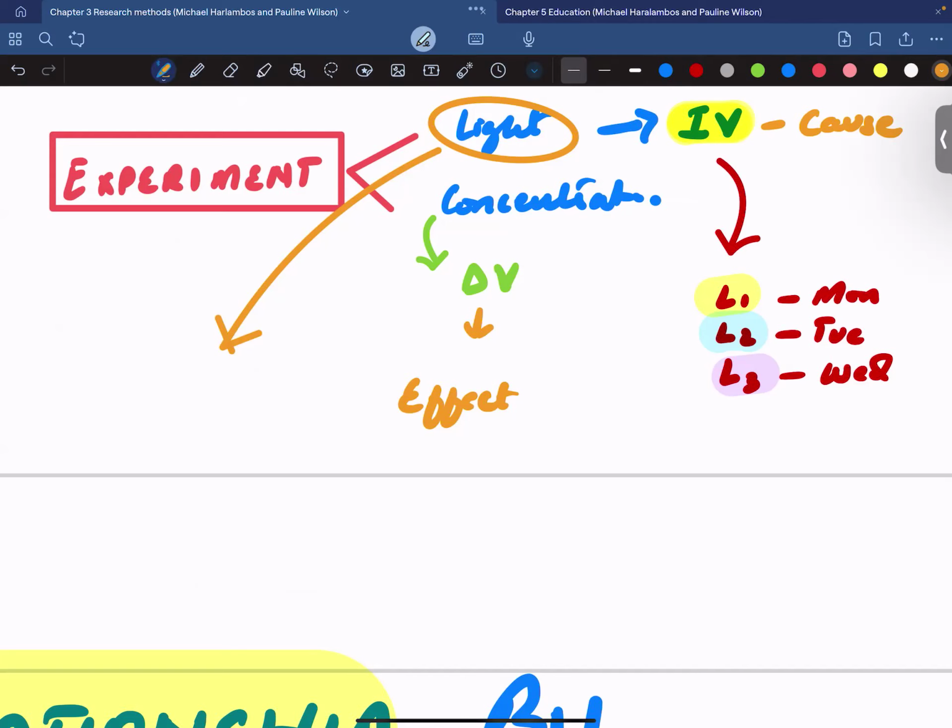That could affect the concentration level of students. So everything that I can control besides light, I would want to control it so that it is only the change in light that helps me figure out how it is affecting the concentration level of students.